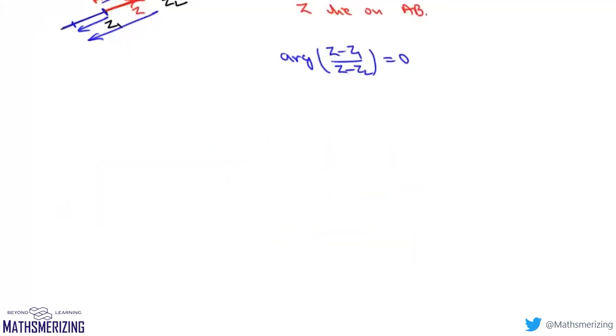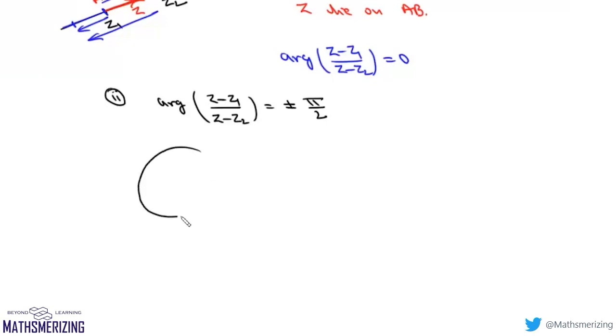Now the second case, when argument of Z minus Z1 upon Z minus Z2 is plus or minus pi by 2. That means angle between AP and BP is always 90 degrees. So if we take this circle whose diameter is AB, and this is Z1 and this is Z2. Now we take any point on the circle, say Z.